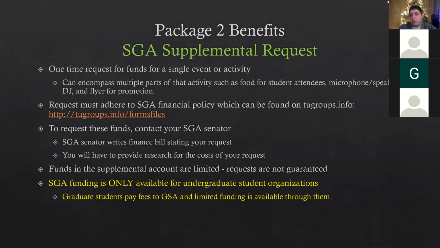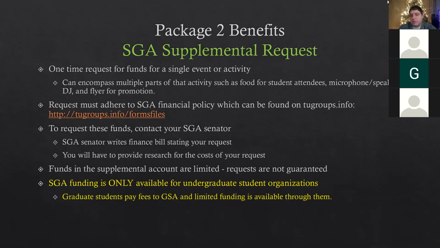Your senator would be the one that would actually submit the request. So the best way to do it would be to contact your senator. They can help you go through writing the finance. They'll write the physical finance bill for you, and then you will have to provide research, and they can walk you through this, of the costs of your request, so that it'll go to the official SGA to be voted on. The funds in the supplemental account are limited though, so it's not guaranteed that you'll be able to receive the funds, especially depending on how much money SGA has spent.